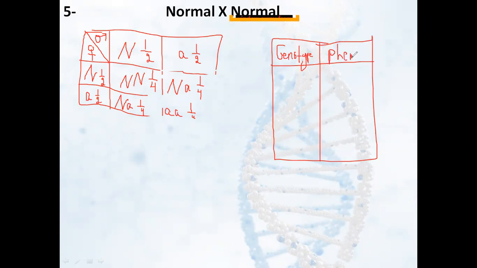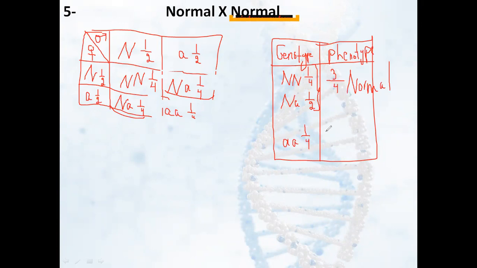In the genotype, what do we have? We have NN, 1 over 4. Na, we have 1 over 4 plus 1 over 4, it will be 1 over 2. So Na will be 1 over 2. And last we have aa, 1 over 4. So NN 1 over 4 plus Na 1 over 2, so 3 over 4. They are normal. And 1 over 4 affected or albino.